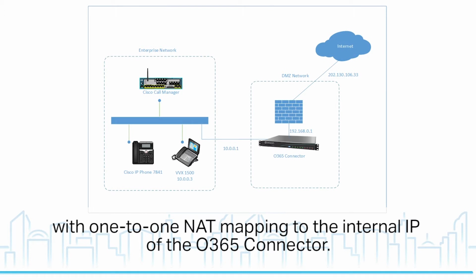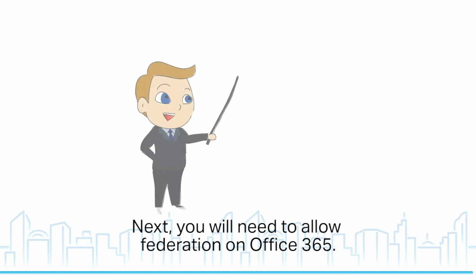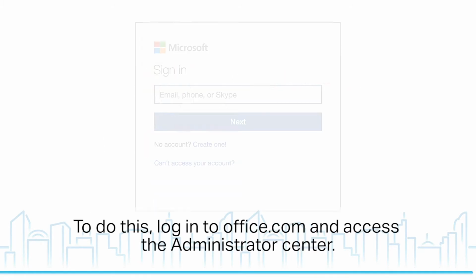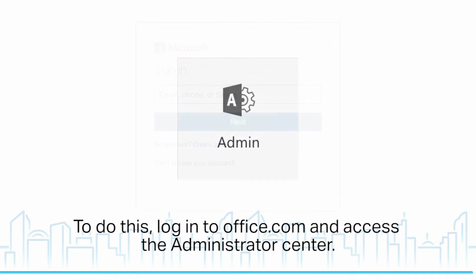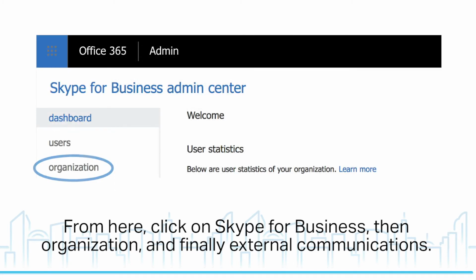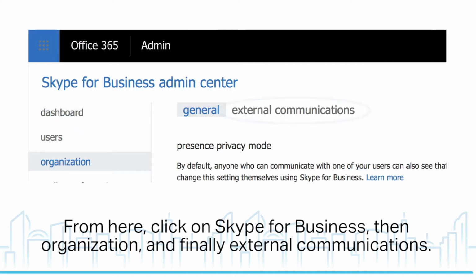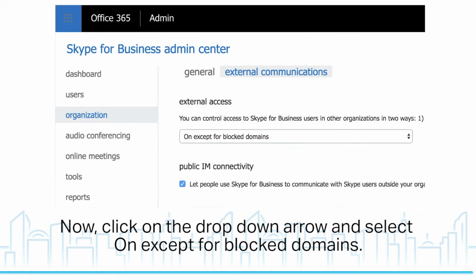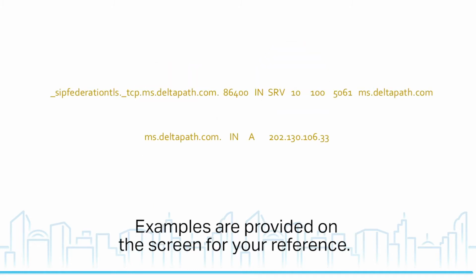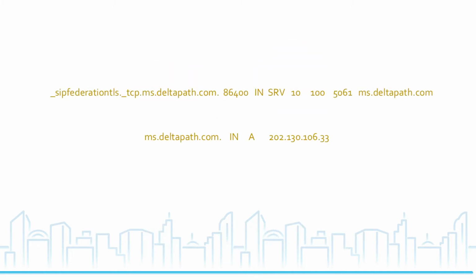With this configuration, you will need to port forward a WAN IP with one-to-one NAT mapping to the internal IP of the O365 connector. Next, you will need to allow federation on Office 365. To do this, log into office.com and access the Administrator Center. From here, click on Skype for Business, then Organization, and finally External Communications. Now, click on the drop-down arrow and select On except for blocked domains. The next step will be to configure a DNS SRV record for the O365 connector. Examples are provided on the screen for your reference.